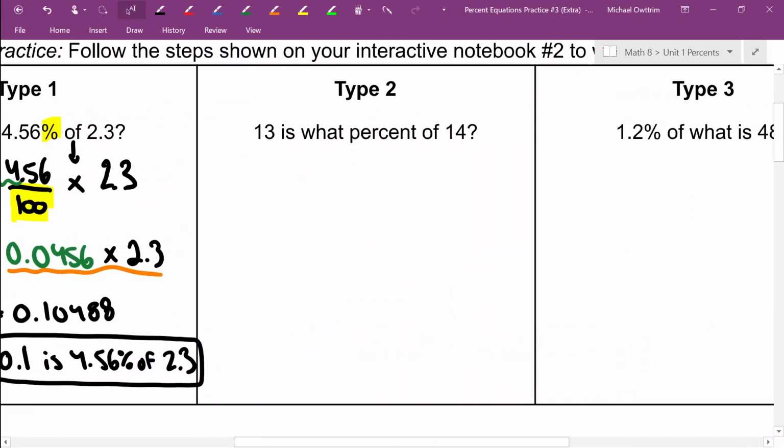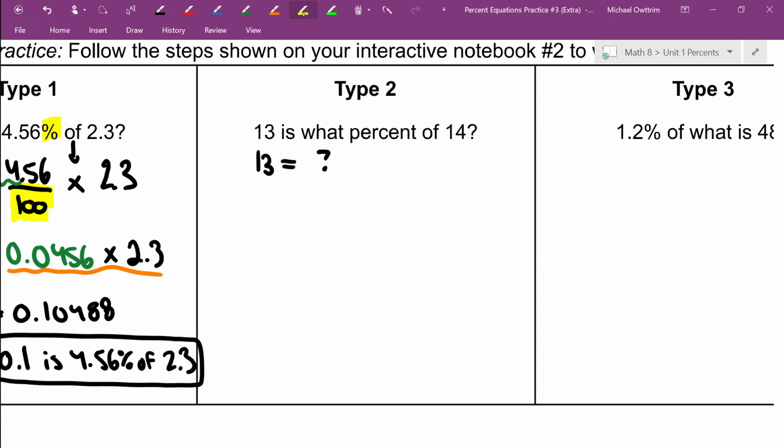When we look at a type 2, this is where we're trying to figure out the percent itself. So we know the two numbers, and we want to know what relationship is there in terms of percent between those two numbers. We're going to start off the same way by translating. 13 is a number. Is translates into equal sign. What translates into equal sign?